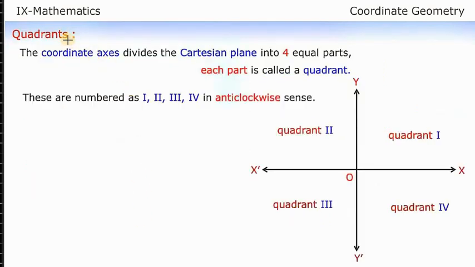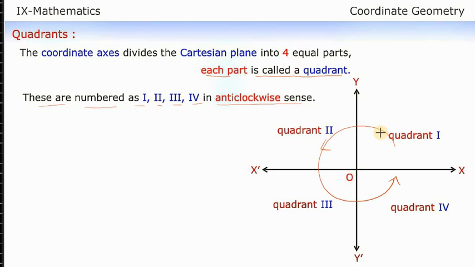Now we will discuss the quadrants. Quadrant means the coordinate axes divide the Cartesian plane into 4 equal parts. You can see here there are 1, 2, 3, 4 equal parts. Each part is called a quadrant. These are numbered as first quadrant, second, third and fourth in the anti-clockwise sense. Yes, in the anti-clockwise sense we can represent the quadrants.